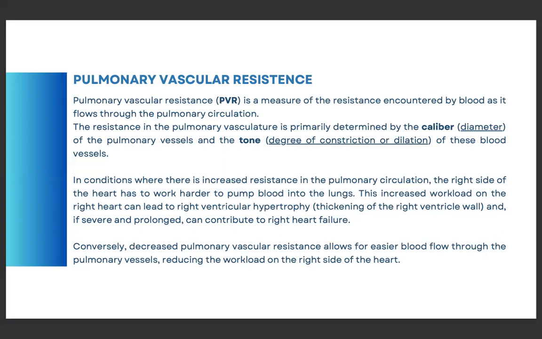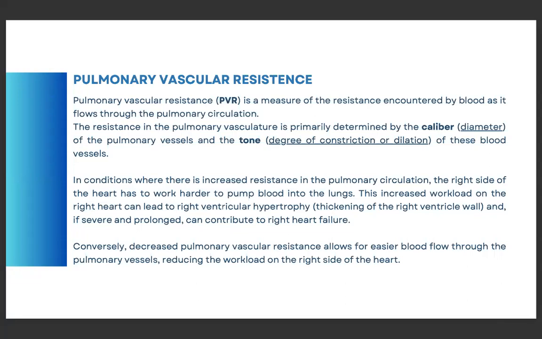In conditions where there's increased resistance in the pulmonary circulation, the right side of the heart has to work harder to pump blood into the lungs. This increased workload on the right heart can lead to right ventricular hypertrophy, which is thickening of the right ventricle wall, and if severe and prolonged, can contribute to right heart failure.